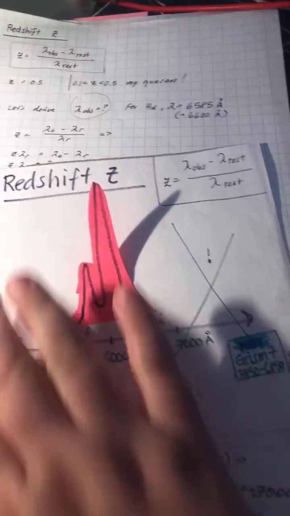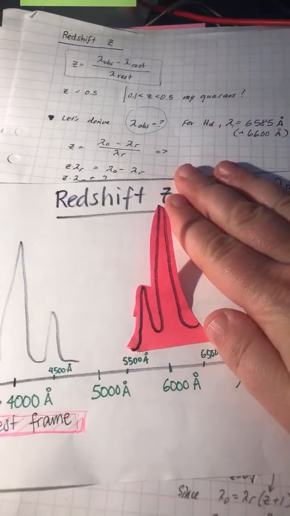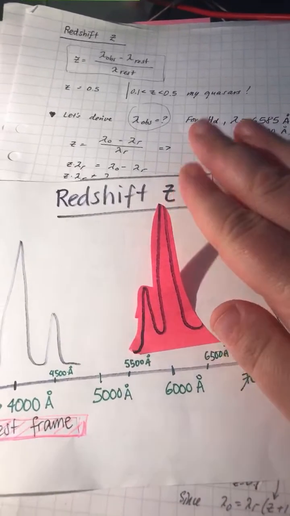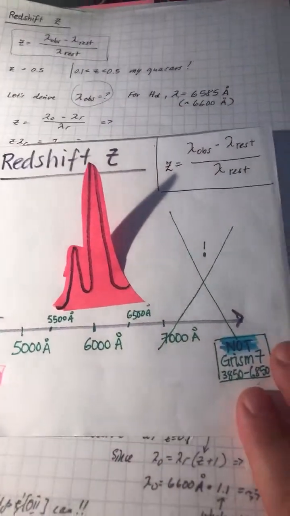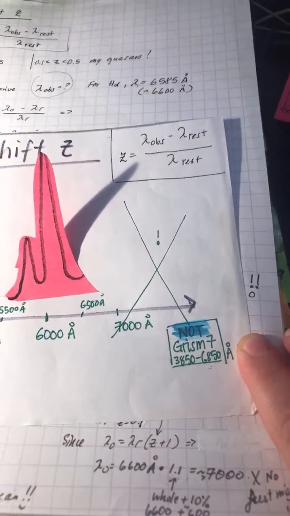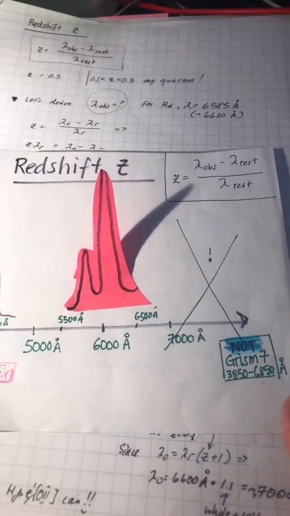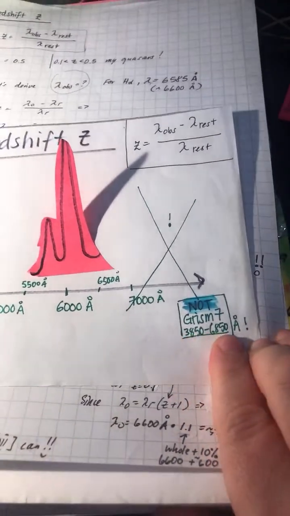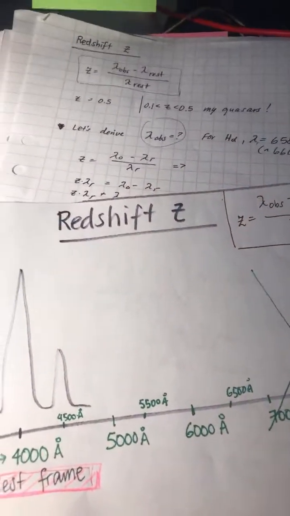So I first calculate my redshift. What is the new redshift? What are the observed wavelengths? What emission lines do I need? And then I check which grism is available that covers that wavelength range. And at this time it was this. I can now do a second.